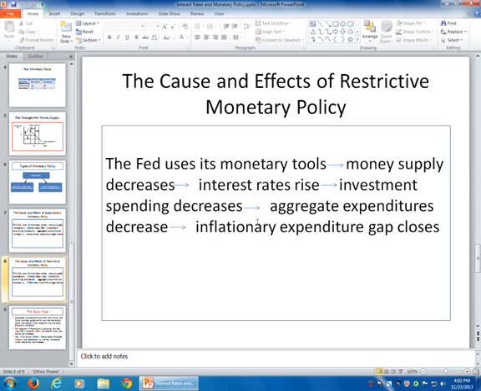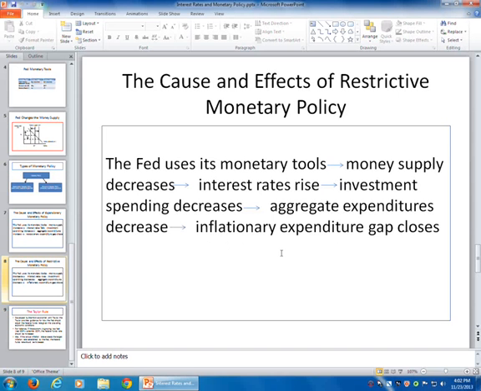It starts to decrease. And as investment is getting smaller, and investment is part of aggregate expenditures, aggregate expenditures get smaller as well. And so when aggregate expenditures decrease, the disparity between aggregate expenditures and real GDP at full employment decreases, and the inflationary gap closes.